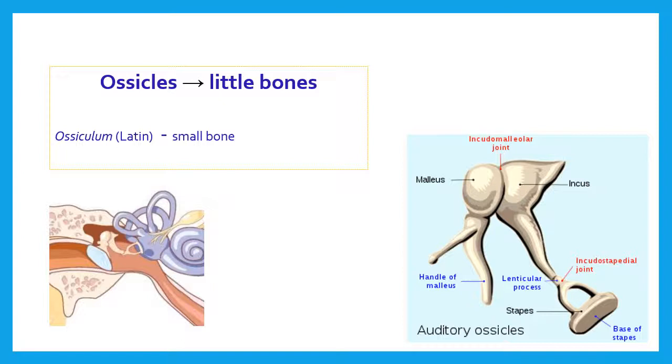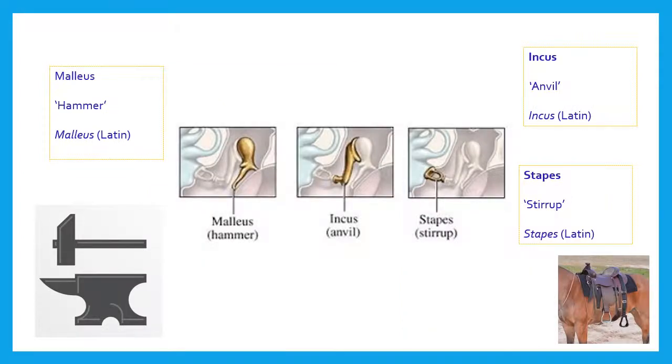Ossicles means little bones. They are three interconnected bones that sit between the tympanic membrane and the internal ear. The three bones are movable and vibrate with the tympanic membrane, transmitting sound to the oval window of the cochlea. The names of the ossicles refer to their shapes. We have the malleus, meaning hammer, incus, meaning anvil, and stapes, which means stirrup. The malleus is attached to the tympanic membrane, and the base of the stapes is attached to the oval window of the ear.